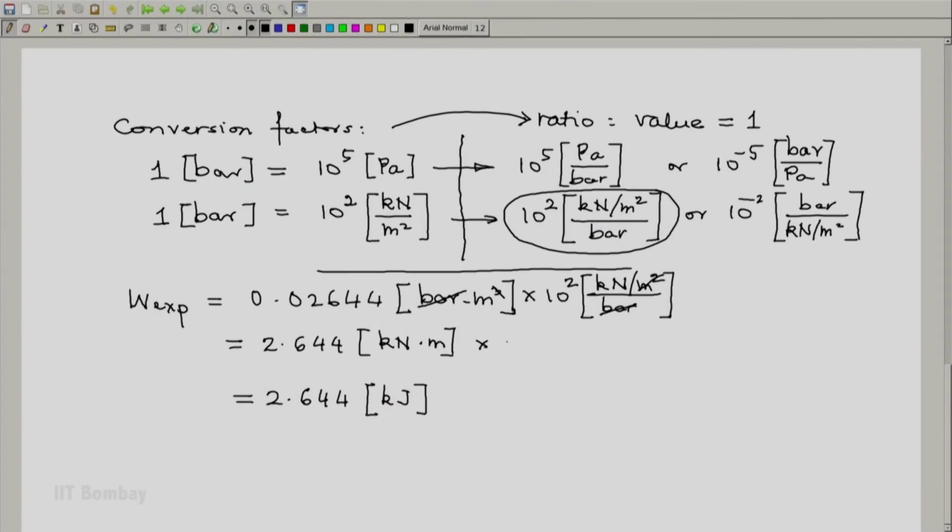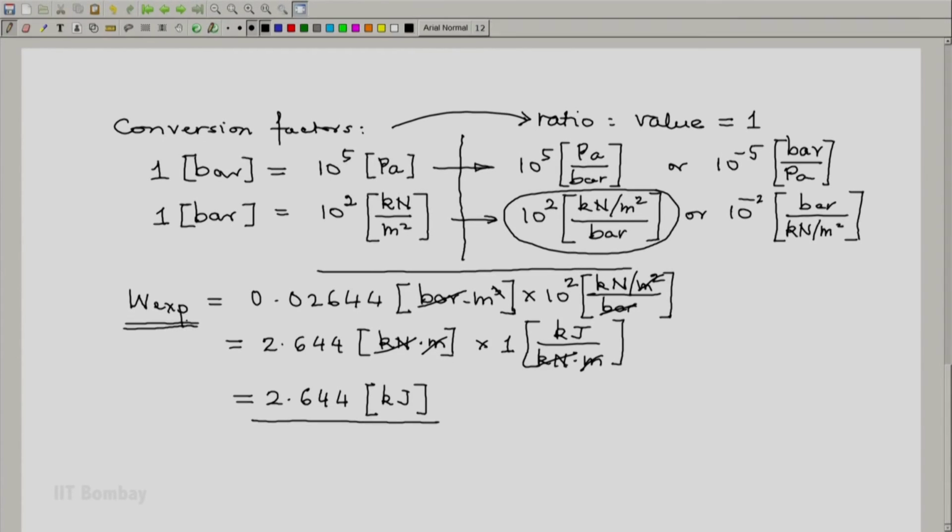If you want to be really perfect, you could say that I will use a conversion factor here, multiplied by 1, the conversion factor being kilojoule per kilonewton meter, and then this kilonewton cancels with kilonewton, meter cancels with meter, and we end up with this answer.